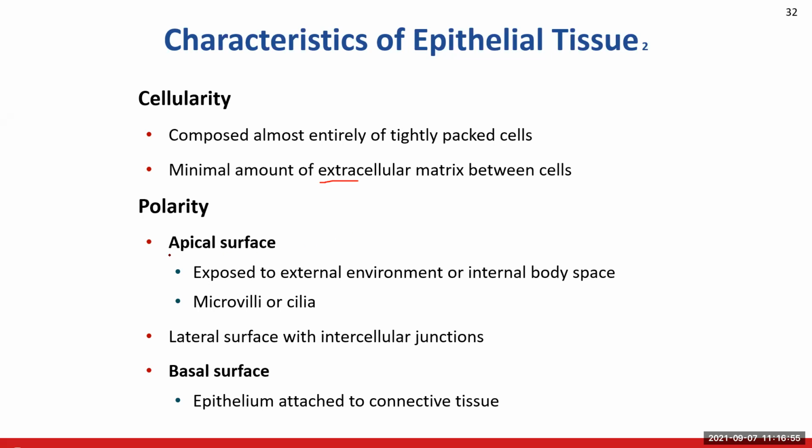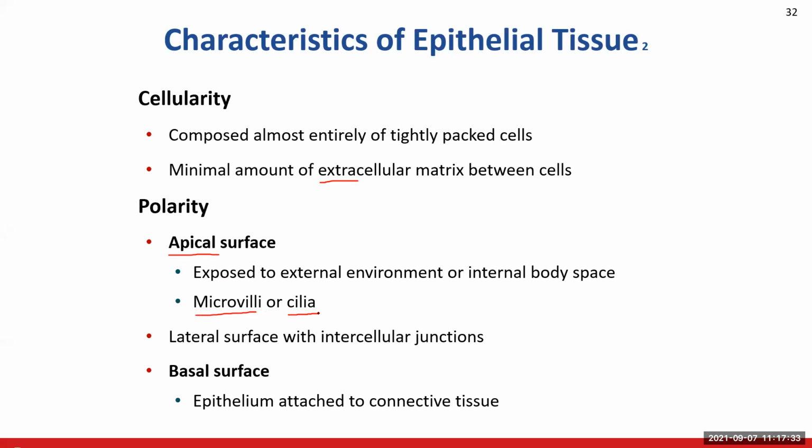The top part of the cell is called the apical surface. And this is usually going to be exposed to the external environment, like our skin is exposed to the room that you're sitting in right now, or to an internal body space, whether it's a vessel of some sort, or if we're dealing with some of our serous membranes. And on the apical surface, that's where we can find some of the plasma membrane surface extensions or modifications. The microvilli, which is used for increased surface absorption, and the cilia, which is used for movement of things past the cell.